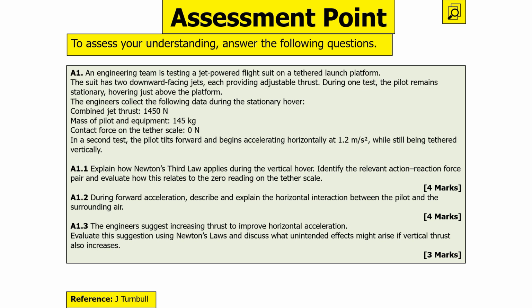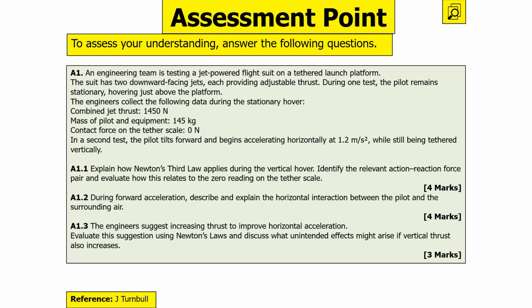The next question says, an engineering team is testing a jet-powered flight suit on a tethered launch platform. The suit has two downward-facing jets, each providing an adjustable thrust. During one test, the pilot remained stationary, hovering just above the platform. The engineers collect the following data during the stationary hover. Combined jet thrust 1,450 newtons, mass of the pilot and equipment 145 kilograms, and the contact force on the tether scale is 0 newtons. In a second test, the pilot tilts forward and begins accelerating horizontally at 1.2 meters per second squared, while still being tethered vertically.